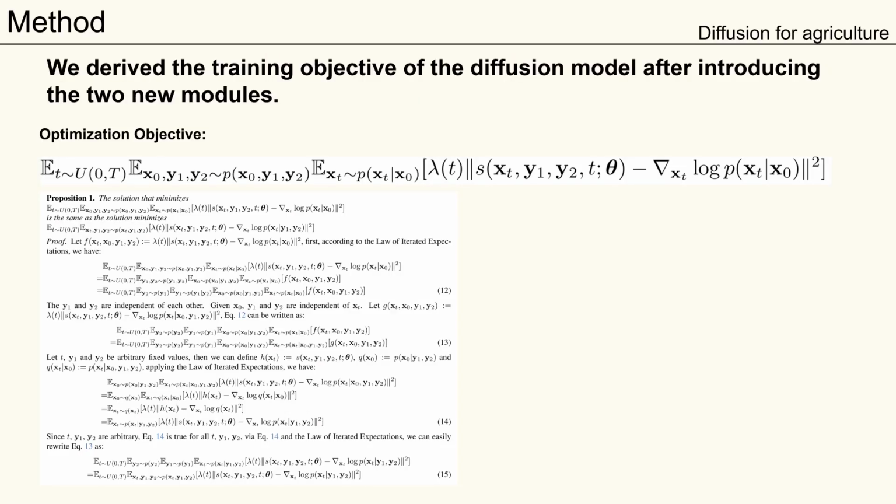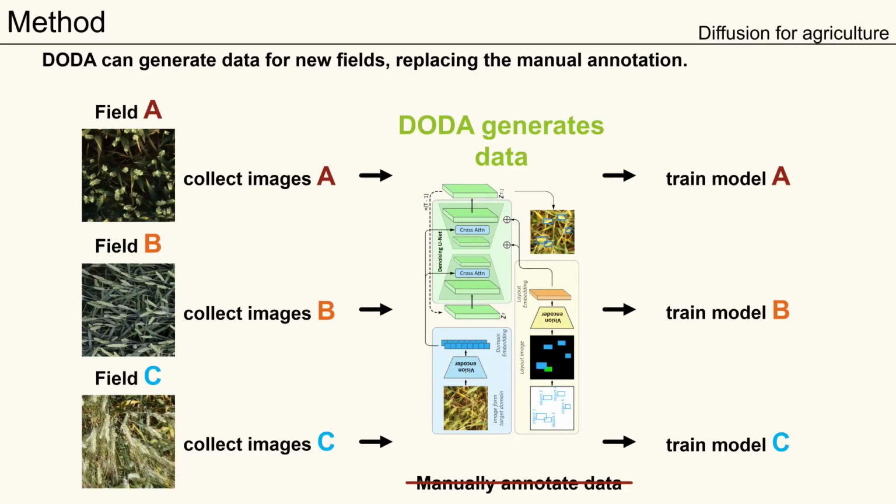To ensure model convergence, we also derived the training objective of the diffusion model after introducing the two new modules. Collectively, we name this method DODA. With DODA, we can use the computer to automatically generate labeled data for new field conditions, replacing expensive manual labeling.